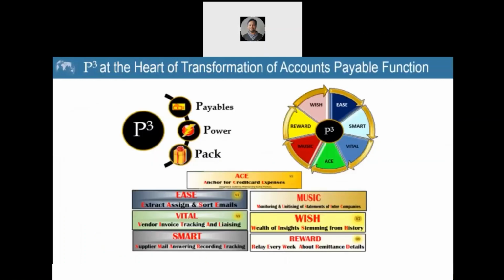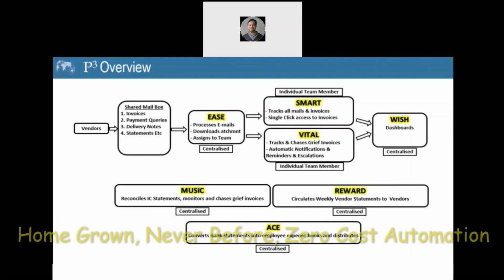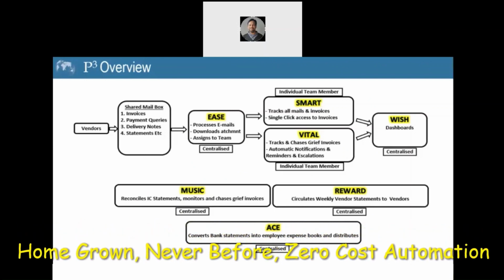pCube stands for Payables Power Pack that comes with multiple power packs like ACE, EASE, etc. Moving on to the overview of pCube, vendors send their invoices, payment queries, etc. by mail to the generic mail ID of the accounts payable team. EASE, one of the power packs of pCube, processes emails, downloads and saves attachments on the shared drive, and assigns these emails to the individual team members.